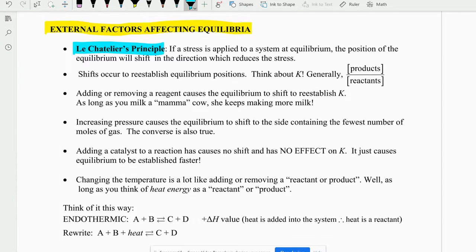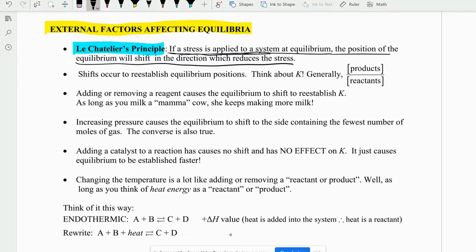This tells us that if we stress any kind of chemical system or chemical reaction, and we put a stress on it, then that chemical system is going to try to reestablish its equilibrium. So if a stress is applied to a system that is already at equilibrium, the position of the equilibrium is going to shift in the direction that actually helps us reduce that stress. We're going to talk about a couple examples of what that stress would be.